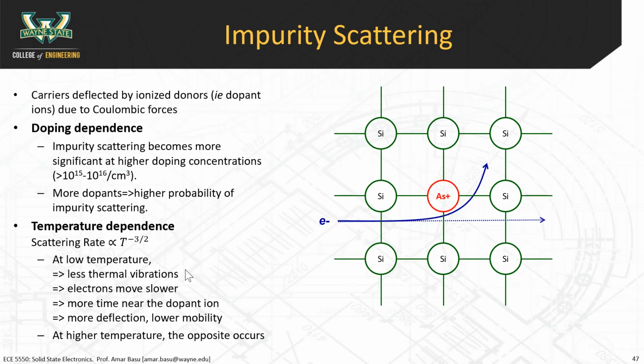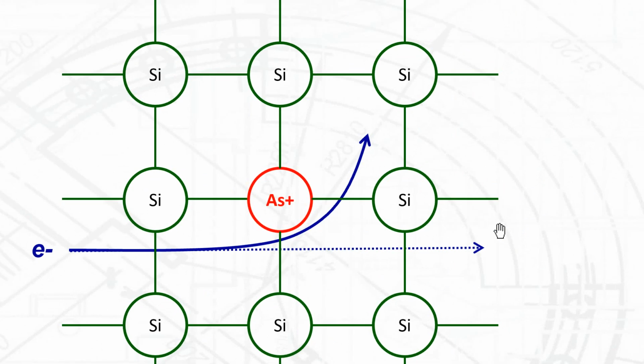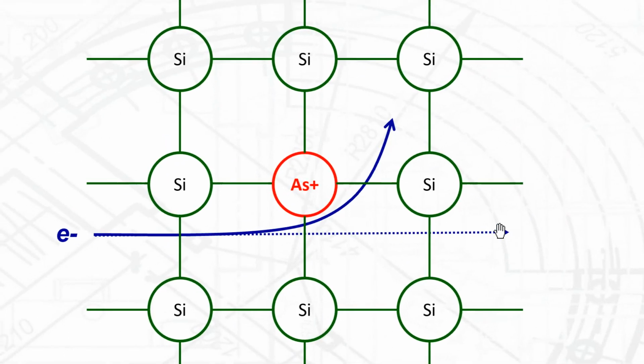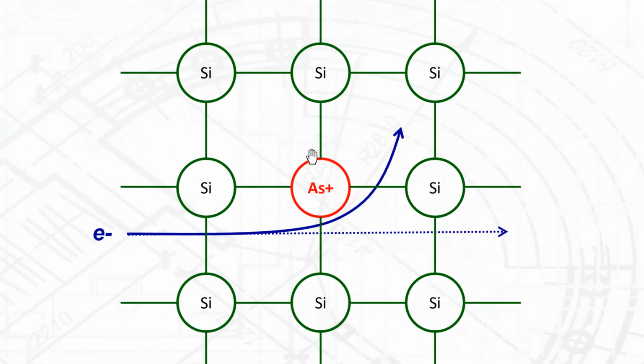The second type of scattering is called impurity scattering, and this is scattering deflections caused by ionized donors. The way you can think about it is quite simple. Suppose you have a silicon lattice like this, and you have your arsenic. Does anyone remember why the arsenic has a plus associated with it? Why is it an ion? Yeah.